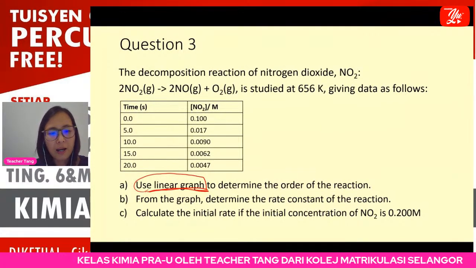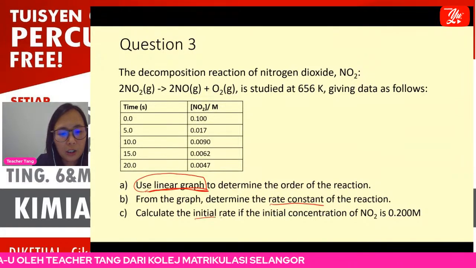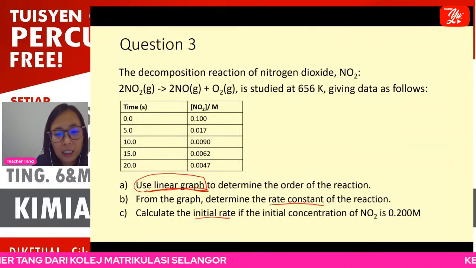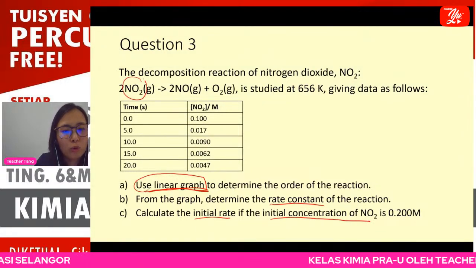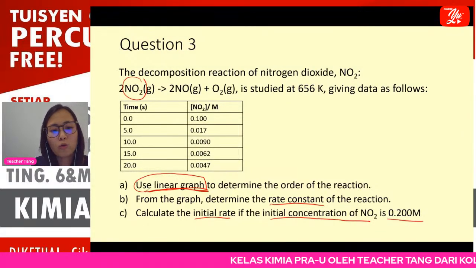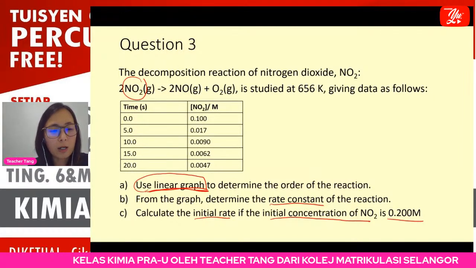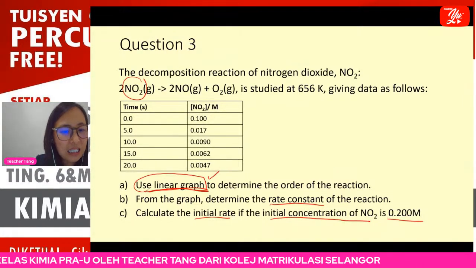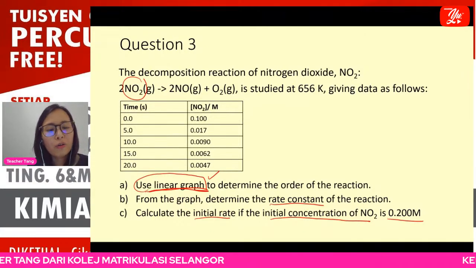So this question asks us to use the linear graph to determine the order of the reaction. And then from the graph, we determine the rate constant and then calculate the initial rate when the initial concentration of the reactant NO2 equals 0.2 molar. So how do we do this question? Because the question asks about linear graphs, that means we need to plot 3 graphs.